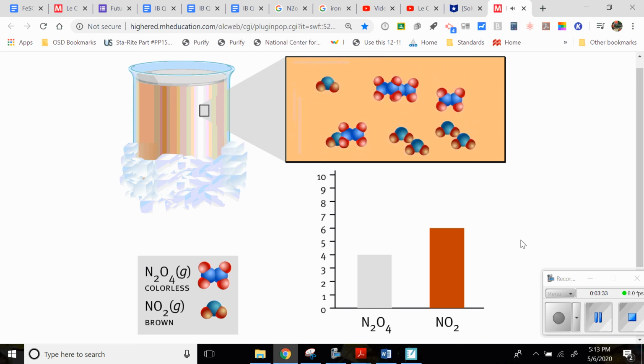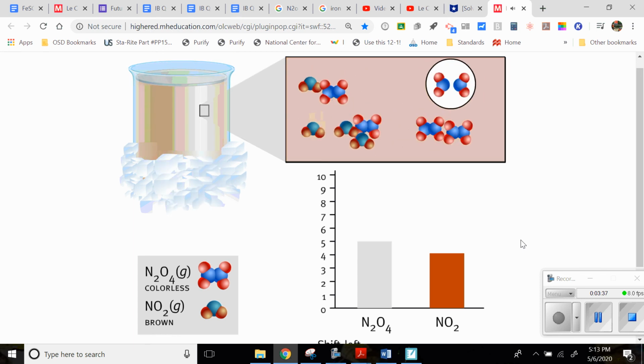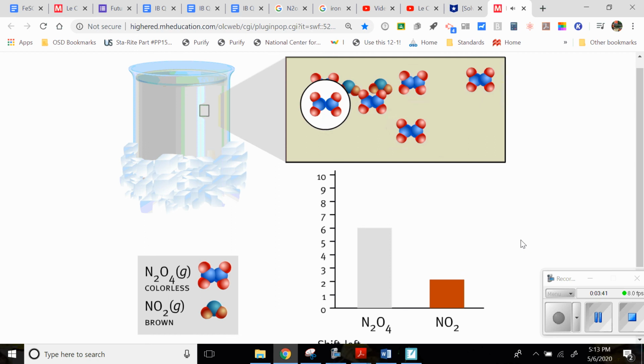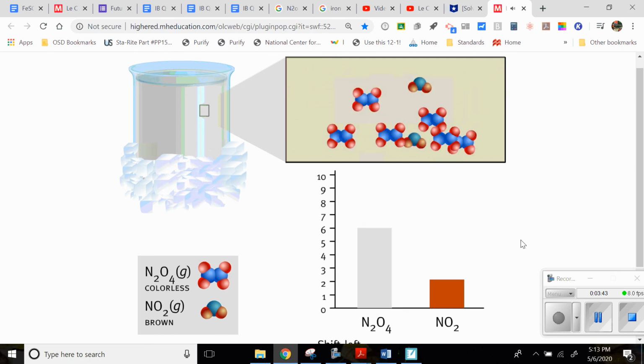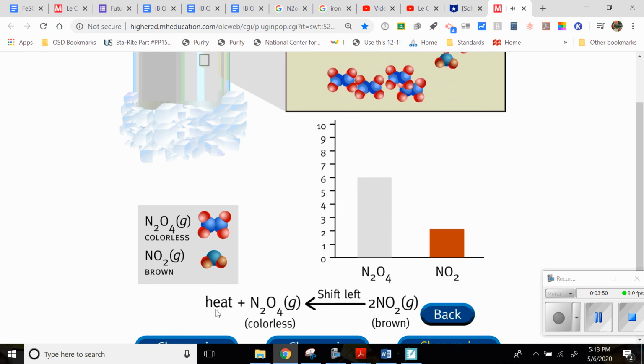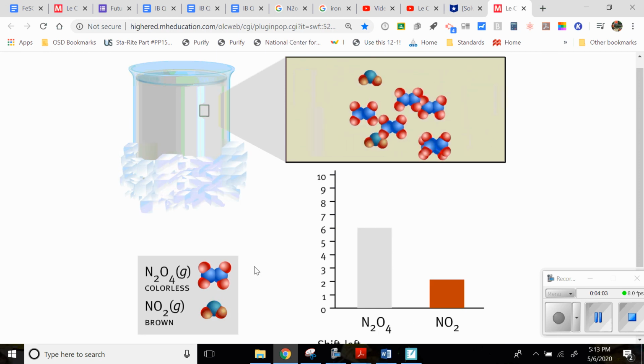And since I'm taking heat away from the reactants, the reaction is going to want to compensate for that lack of heat. And think about that heat being a reactant on the left side. Therefore, the reaction is going to shift to the left to where the heat used to be. Otherwise saying that I'm going to end up having more dinitrogen tetraoxide than I will nitric oxide on the right-hand side.